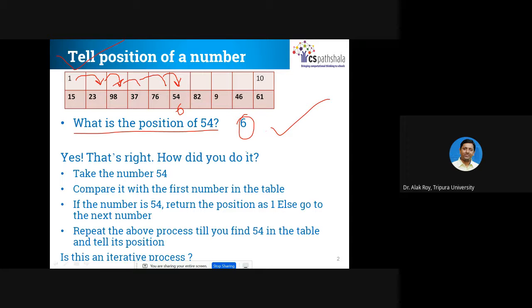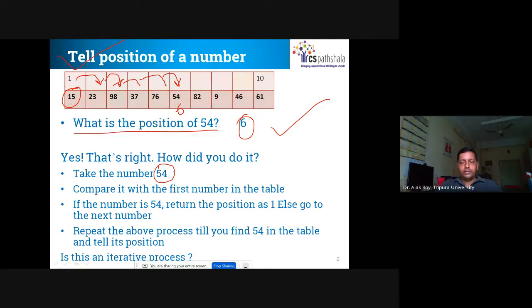Okay. So how have you observed it? Let's say take the number 54. The logic here is to compare the number 54 with the first number. Is 54 equal to 15? No. If the number is 54, return the position as 1. Else go to the next number. Okay. So repeat the above process till you find 54 in the table and tell its position. So it is an iterative process.